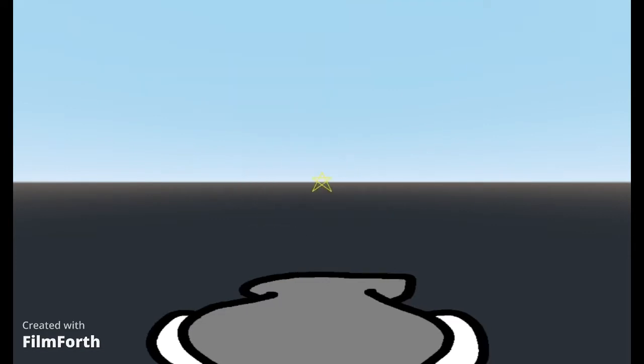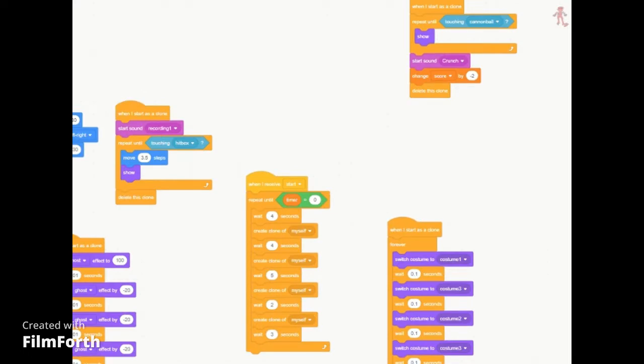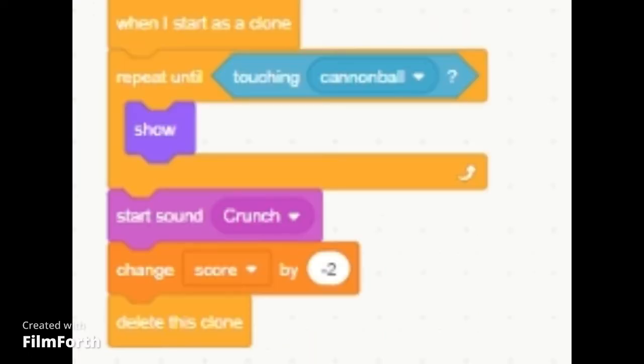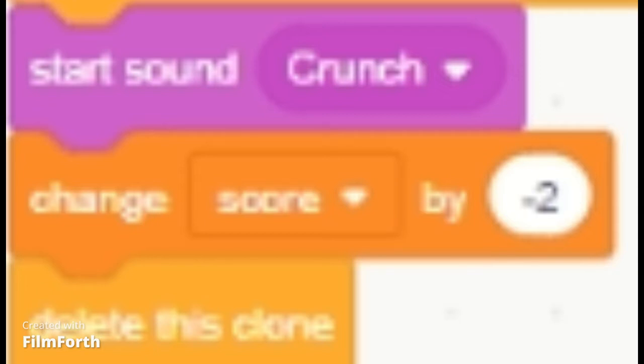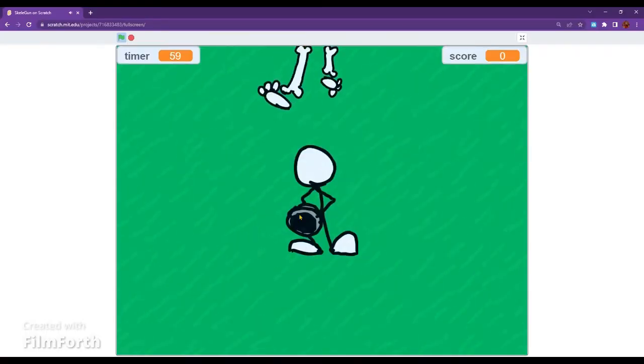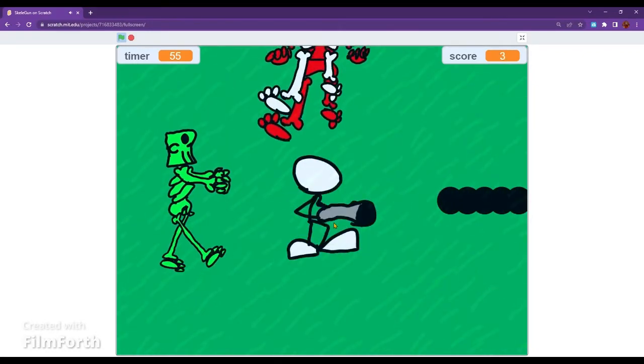But I don't want the game to be all just the same skeleton, so I decided to look back at my old game and see what was there. Oh geez. Wait, some of them take away 2 points? I haven't made even a score system yet. Let's forget about the score for now. All I know is that some of the skeletons move faster and some move slower.